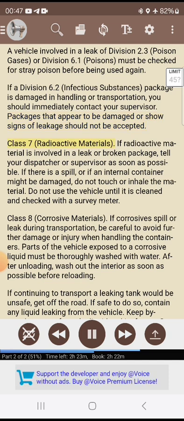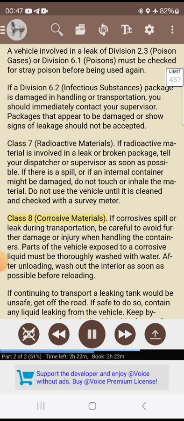Class 7 Radioactive materials. If radioactive material is involved in a leak or broken package, tell your dispatcher or supervisor as soon as possible. If there is a spill, or if an internal container might be damaged, do not touch or inhale the material. Do not use the vehicle until it is cleaned and checked with a survey meter.